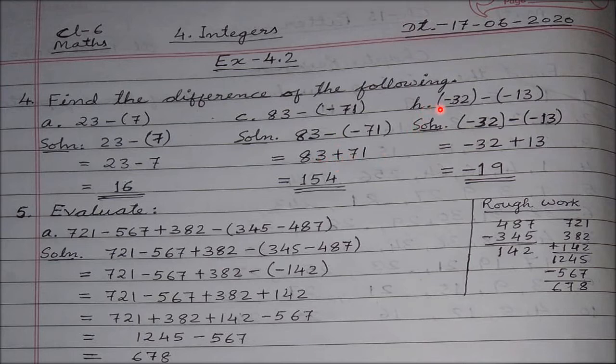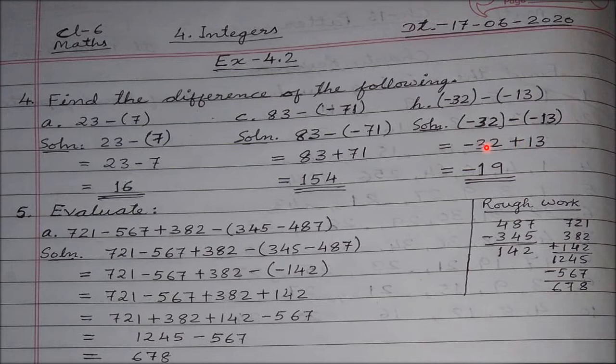Next, minus 32 minus (minus 13). The first integer is minus 32, which will be written as it is in the next step. For the next integer, outside is a minus sign and inside the bracket is also a minus sign. So just like the previous question, minus into minus will become plus. So 13 becomes positive 13.